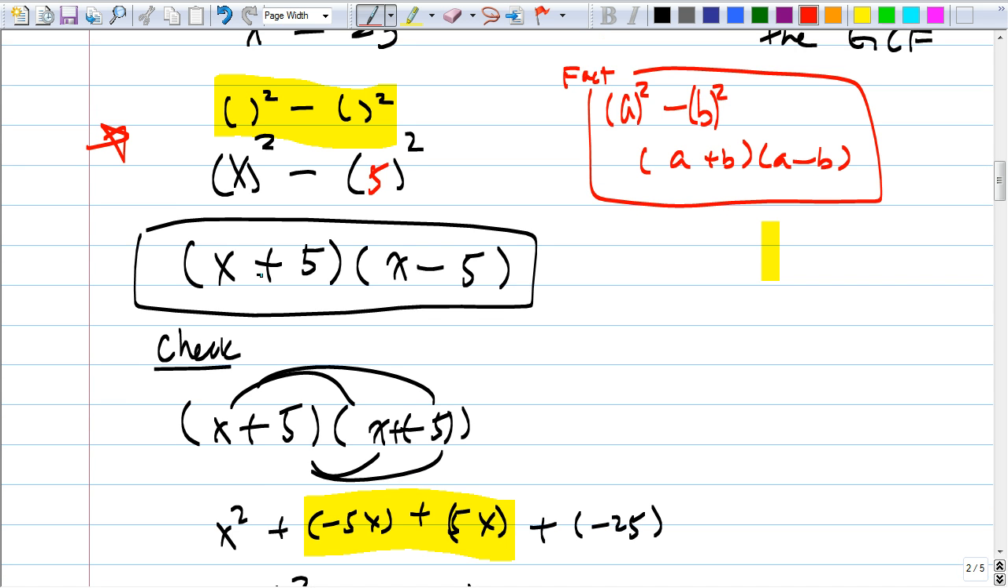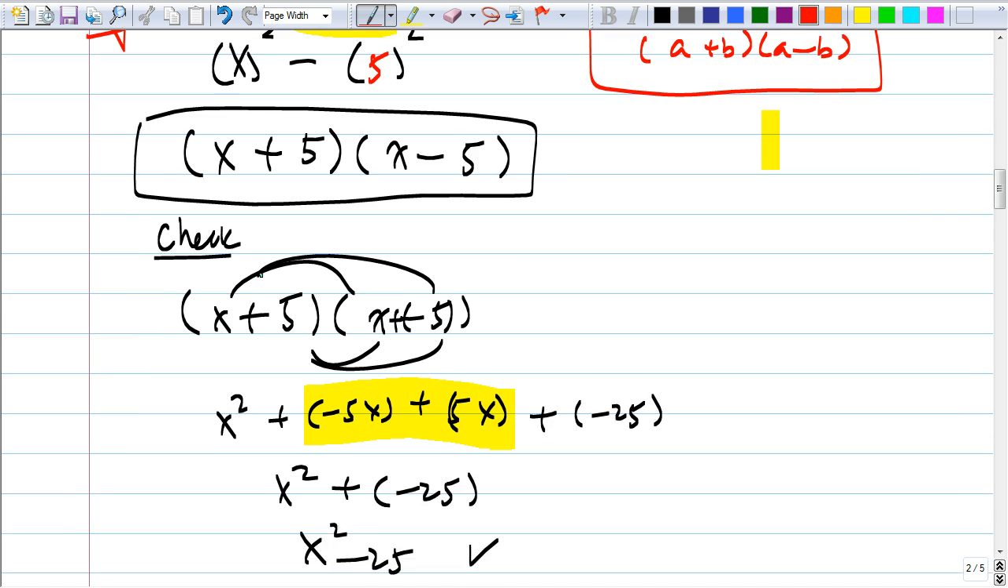And do the linear terms cancel out? Yes, they do. Do we get x squared minus 25? Yeah. So we got it right. Does that make sense? Question?